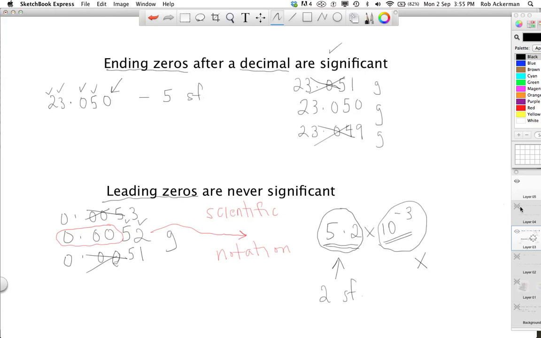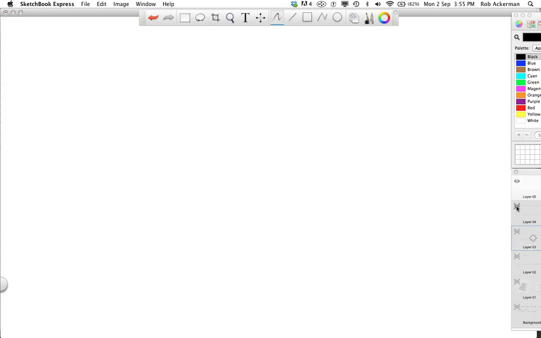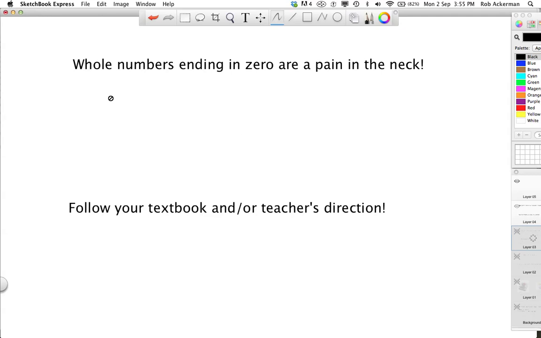Okay? There is one final time that you're going to encounter zeros, and I'm going to show that to you now. And this one is a real pain in the neck. Everyone gets confused about this, and they always tell me that there's different rules in different places, and they're kind of right. Students have a right to complain about this. A whole number ending in 0 is a pain in the neck. Let me give you a for instance.